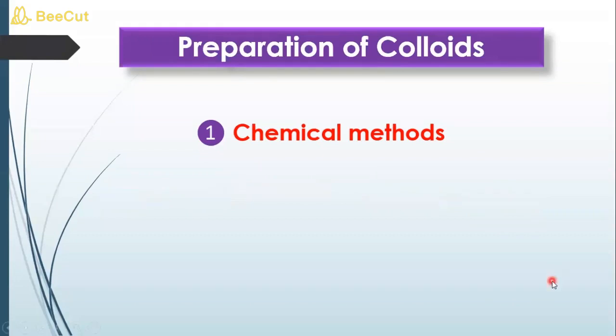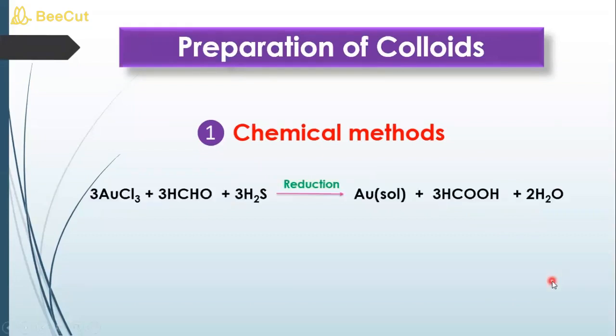And the next reaction is a reduction reaction by which the colloids are made. In this reaction, gold 3 chloride, that is gold which is present in +3 oxidation state, gets reduced to 0 oxidation state. In this reaction, formaldehyde acts as a reducing agent, which in turn is oxidized to give formic acid, along with 2 molecules of water formed as a side product.